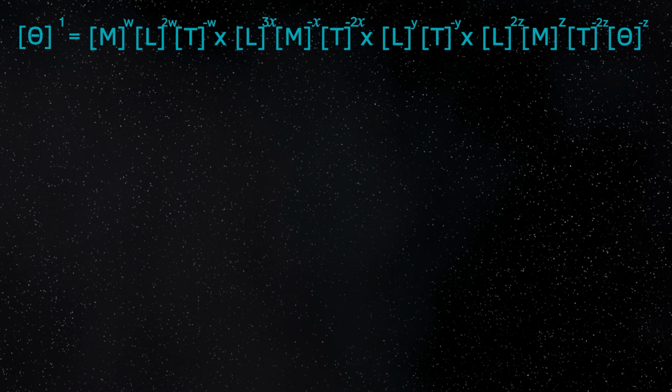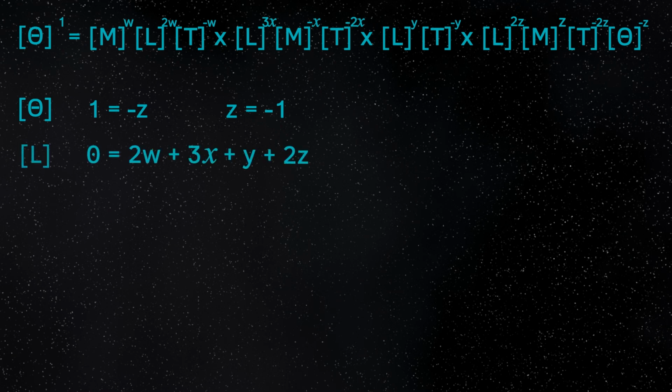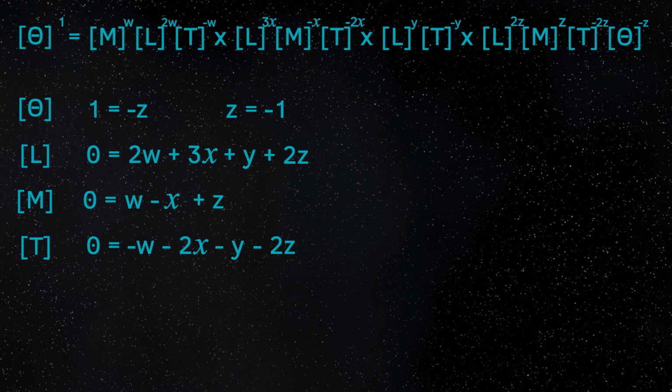So to start with, we have theta to the power 1. And that equals the same right-hand term as we had before. Now this time, taking our theta values, we've got 1 equals minus z. This then means that z is minus 1. For L, 0 equals 2w plus 3x plus y plus 2z. For M, 0 equals w minus x plus z. And for T, 0 equals minus w minus 2x minus y minus 2z.